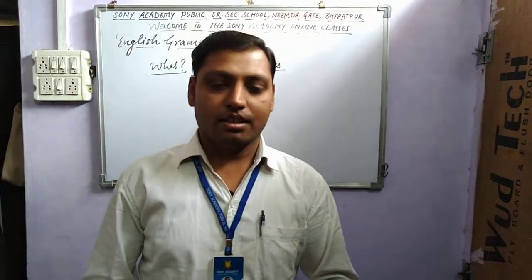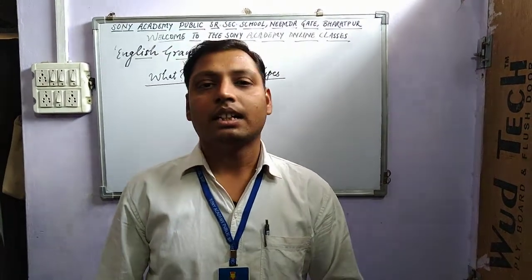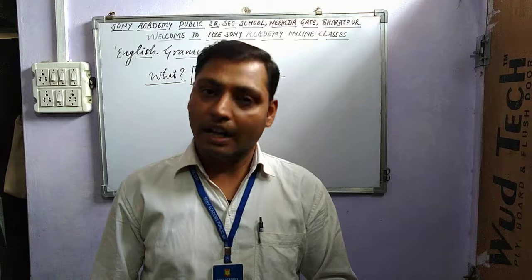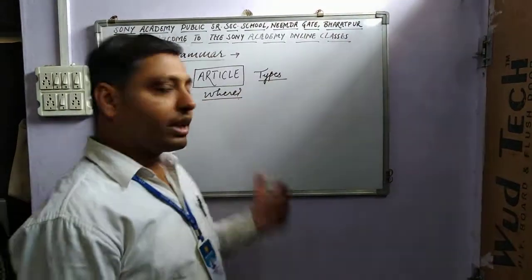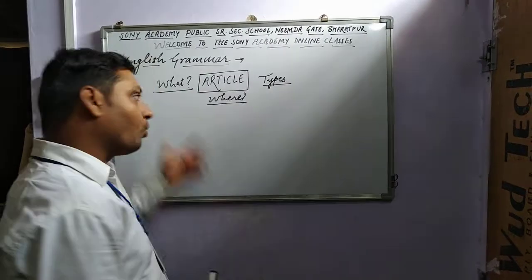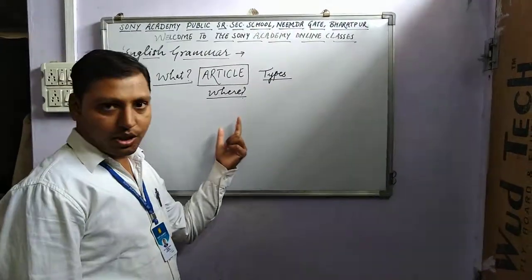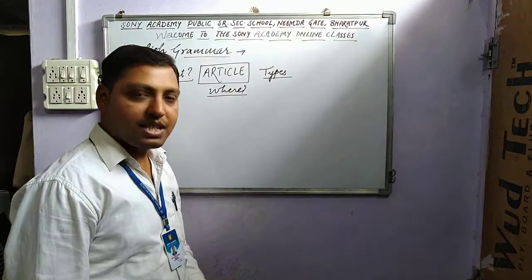In the previous class, we talked about determiners and we learned a lot of things, but we started with the articles. Now I would like to repeat all the important facts of articles. Again, we're going to study about articles, what they exactly are, where they are used, and what are their types.